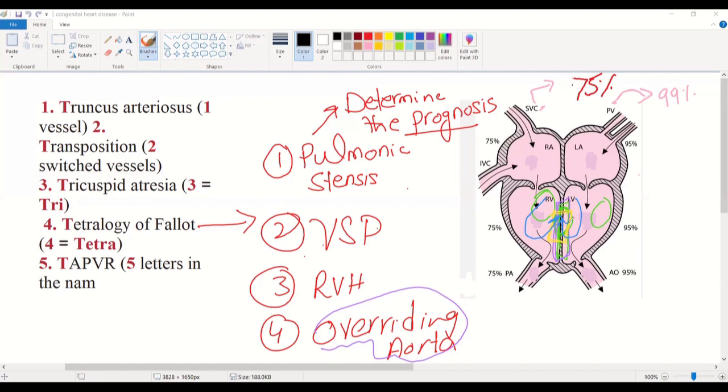The most important factor that determines the prognosis of this pathology is the pulmonic stenosis. This pulmonic stenosis leads to right ventricular hypertrophy, right? Correct.